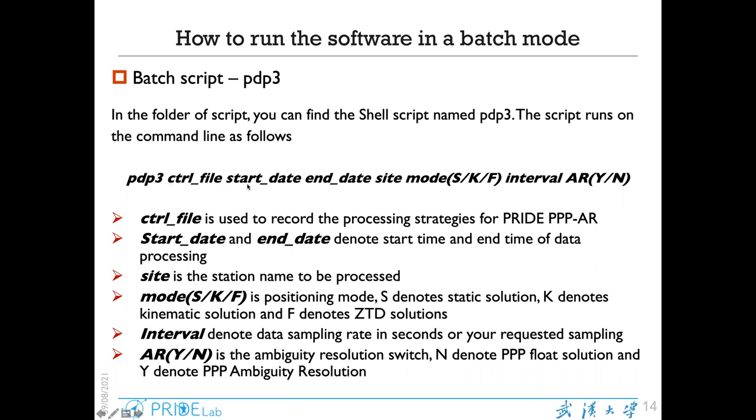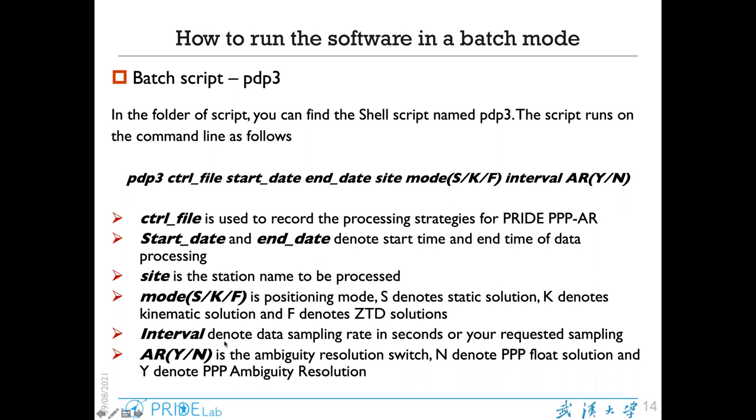to follow pdp3. And then we have the start date and end date for the data processing span. I mean, from which day you want to start processing and on which day you want to end your processing. So the start date and the end date have a designated format I will show you later on. And this is the site, meaning which site you are going to process. And this is the mode: static mode or kinematic mode or fixed mode. For ZTD solutions, you have to tightly constrain your positions before you can estimate your ZTD precisely.